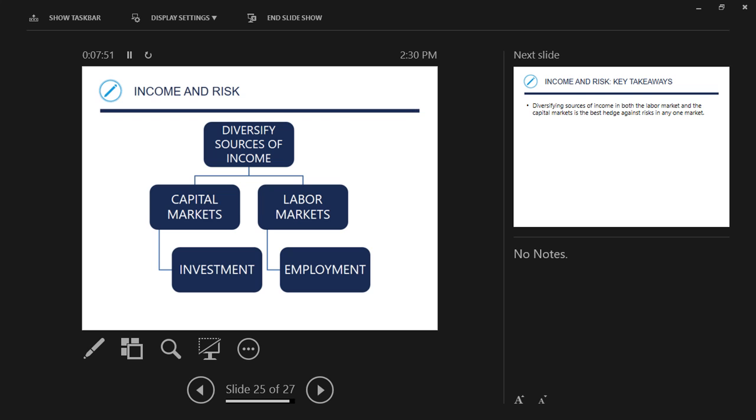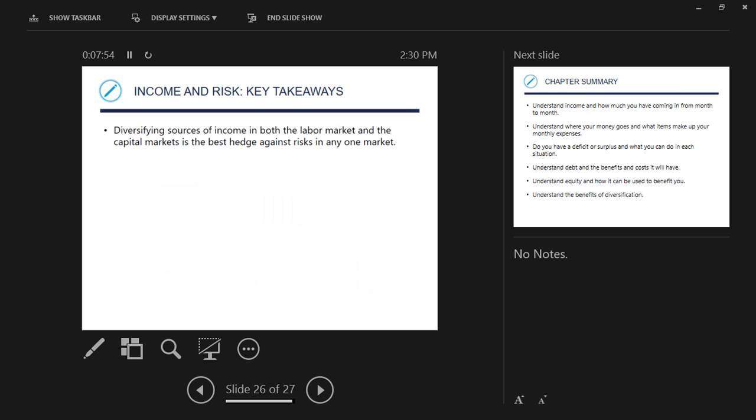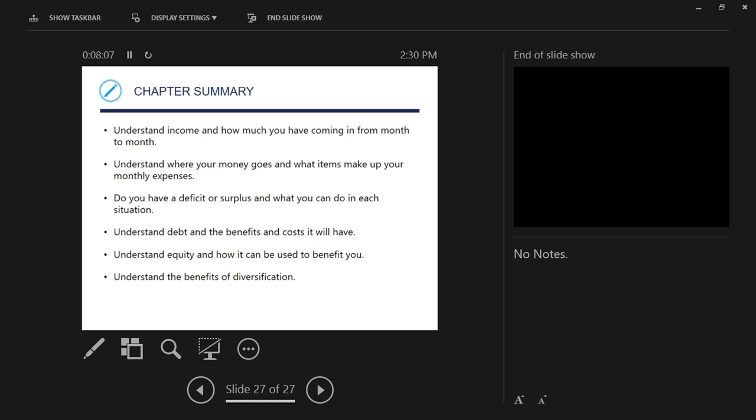So just a couple things to look at with diversification. Like we said, don't put all your eggs in one basket. That can be both through investments and through income. So that is Chapter 2.